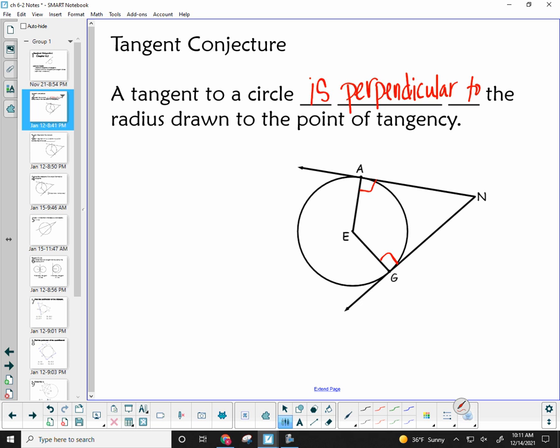This comes up a lot. It's not angles that they mark because they just want you to recognize that a radius and a tangent line intersecting are perpendicular. Okay? All right.